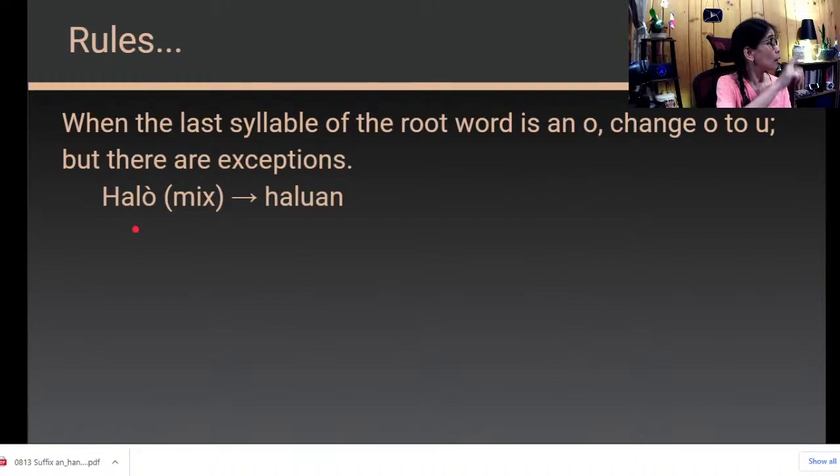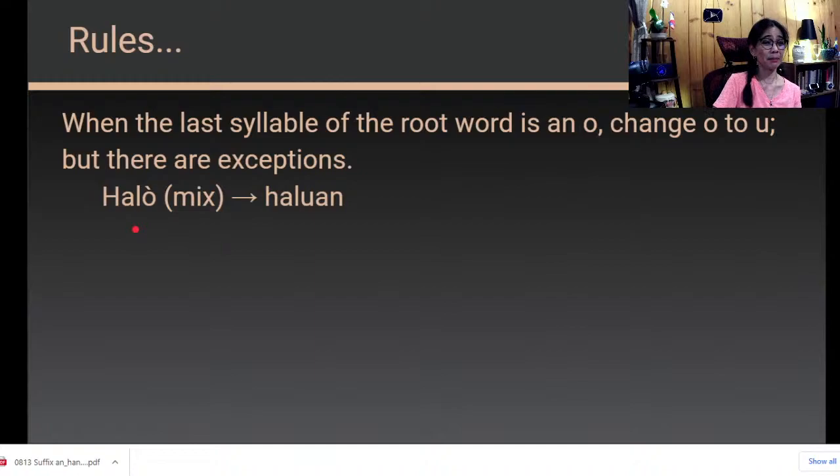Haluan. Space to get halo-halo? Oh, this time it's not the place to get a halo-halo. Well, it does make sense when you say halo-haluan. It can be that's the store where you get halo-halo. Yeah. But you just say haluan.